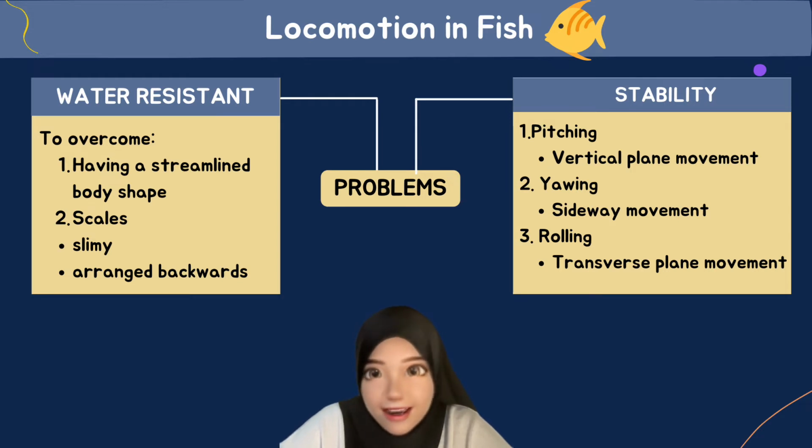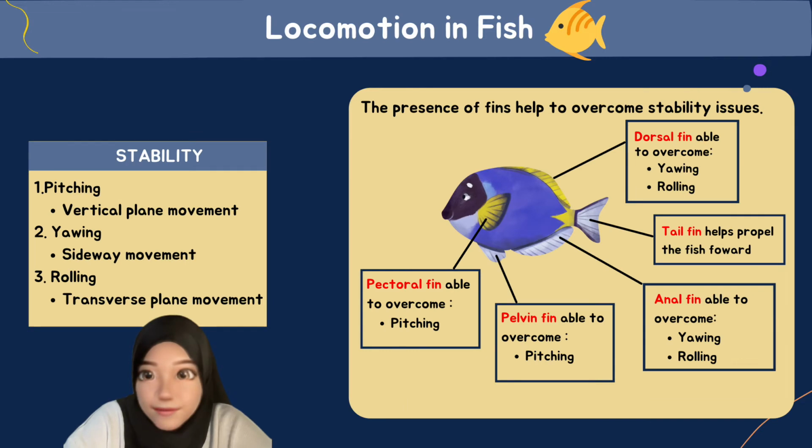Other than that, there is a tendency for fish to become unstable in water when they're swimming, and this leads to yawing, pitching, and rolling. Pitching is a vertical plane movement, yawing is a sideways movement, and rolling is a transverse plane movement. These movements are overcome by the fins on the fish body. The fins give stability and control the direction during swimming.